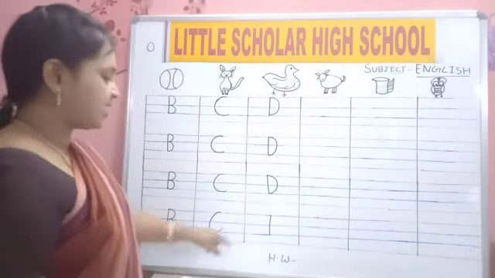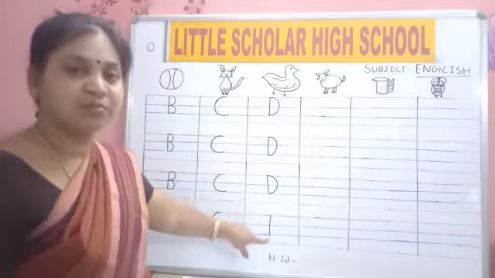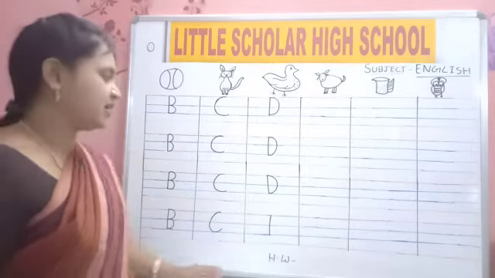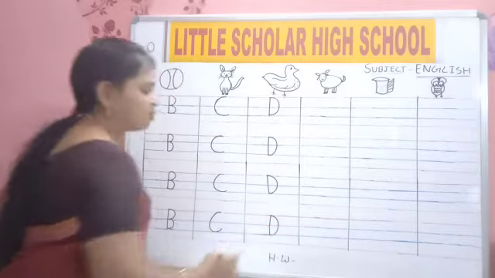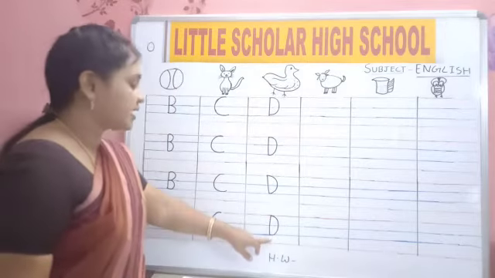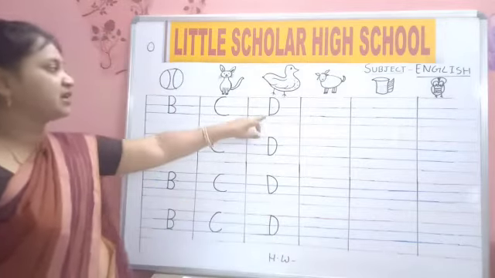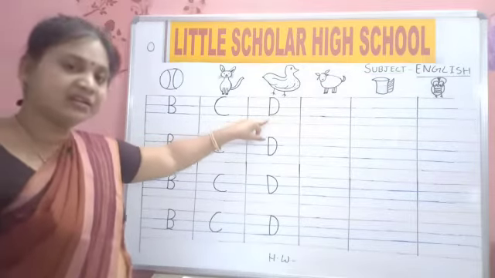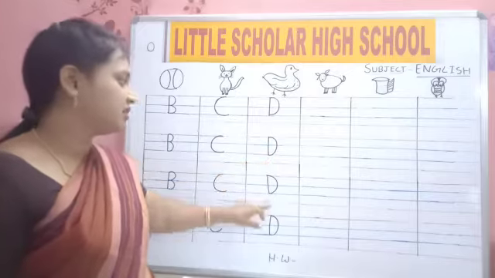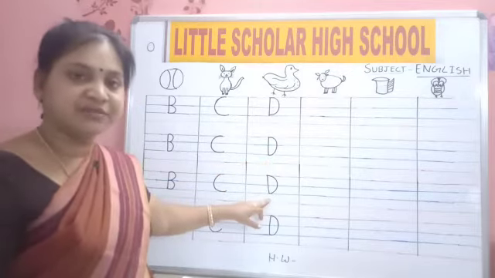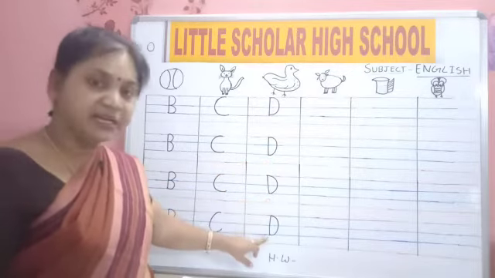One standing line. Touch the red line and stop. Second blue line. Then one curve. One curve line. What is this? D. Capital D. Say D. D for duck. D. D for duck.